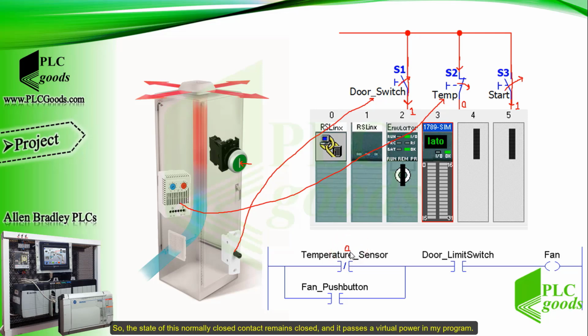So the state of this normally closed contact remains closed and it passes a virtual power in my program. When I press the push button, its related address is 1. So the state of this contact changes to closed and it can pass a virtual power in the program. Similarly, when the door is closed, this contact can pass a virtual power.